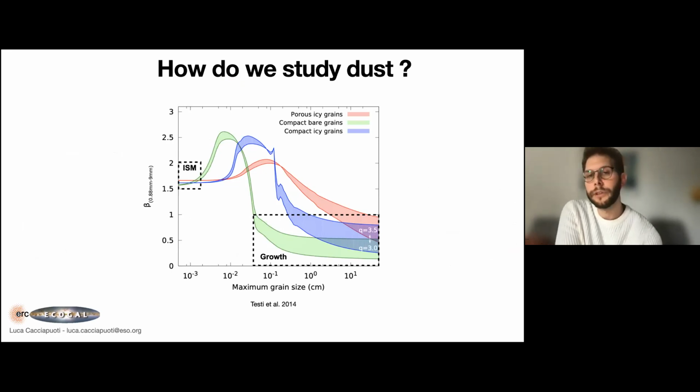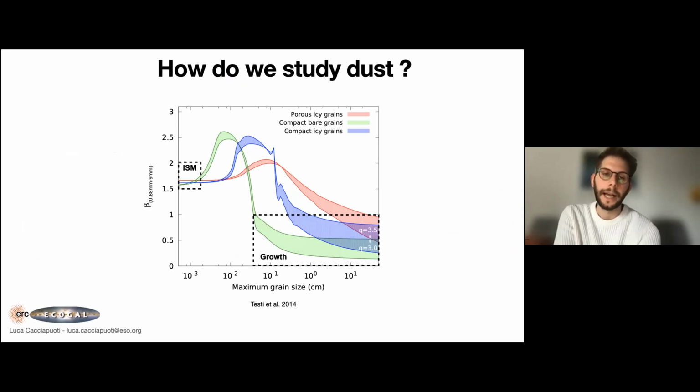What we look for is this beta parameter that I just mentioned. Beta is basically the exponent of your opacity. So if the opacity of dust is a power law of the frequency, beta is its exponent. And we want to study beta because beta itself is linked to the dust grain properties, as you see in this plot from Testi et al.